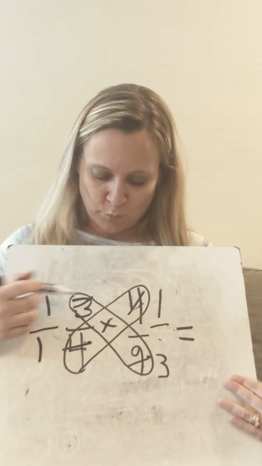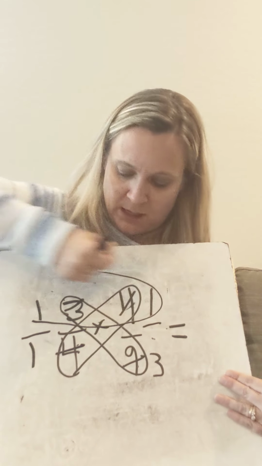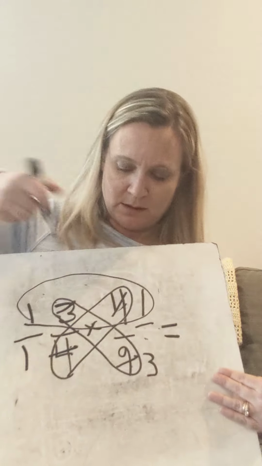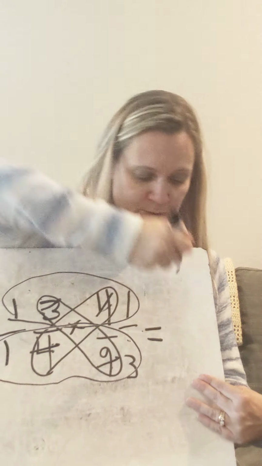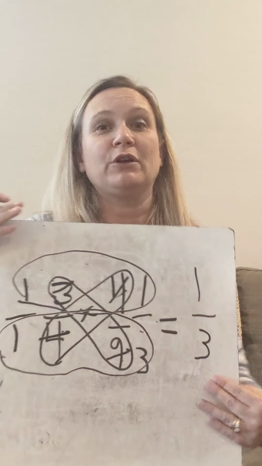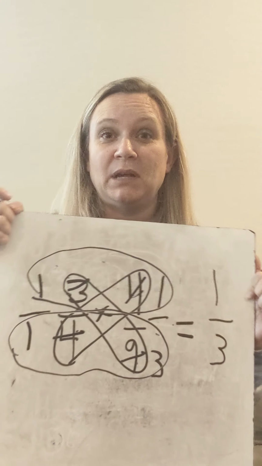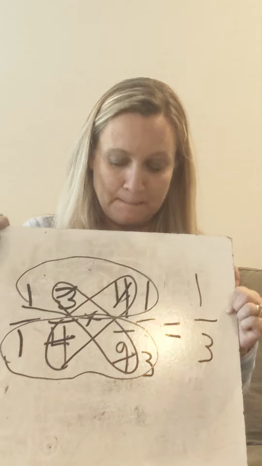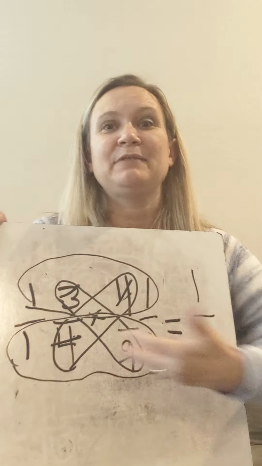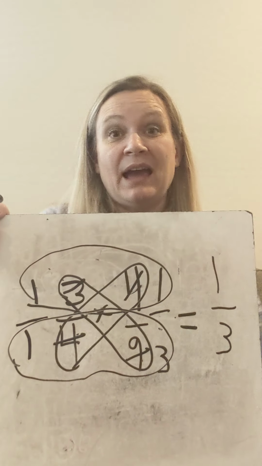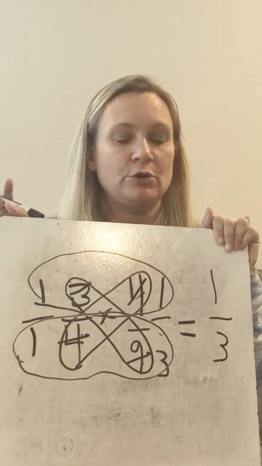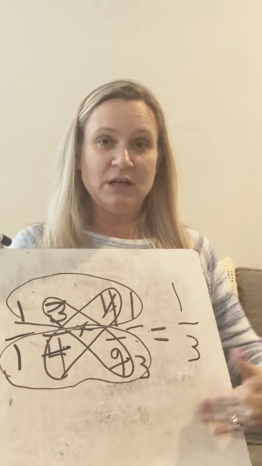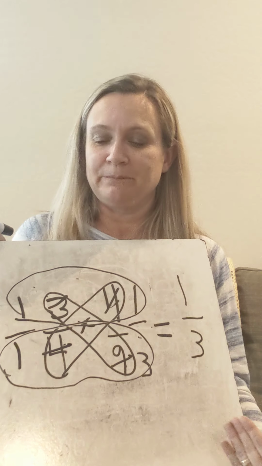So let's see. 1 times 1, that would be my top bun. And 1 times 3, which would be my bottom bun. 1 times 1 is 1. 1 times 3 is 3, 1/3. So as you can see, we got the same answer as before, but it was done, I think, in an easier way. Choose whichever one works best for you. No worries. I just want you to be able to get your answer in simplest form.